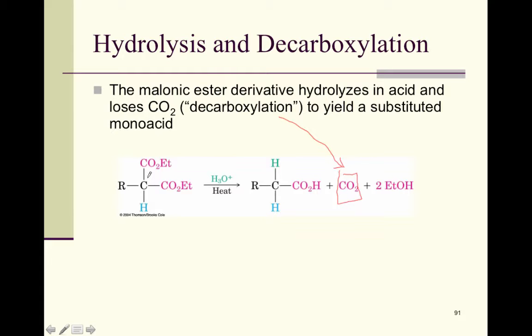Our malonic ester, one of our alpha hydrogens, has already been substituted in this example. Under acidic conditions and heat, we are going to convert both this group and this group. In this case, this becomes a hydrogen. In this case, it's no longer an ester, it becomes a carboxylic acid. Where did these ethyl groups go? We get 2 moles of ethyl alcohol as another product.